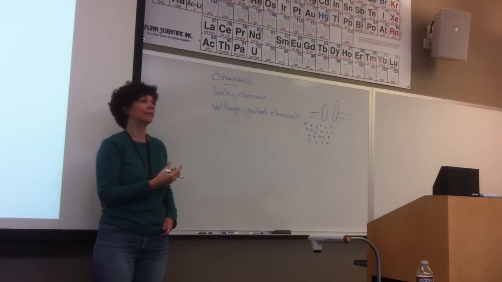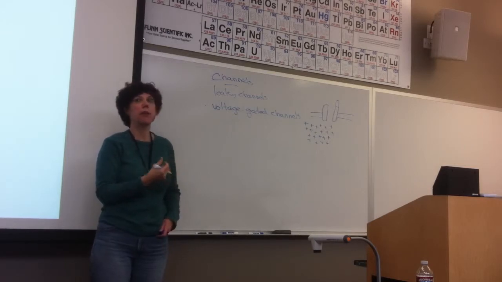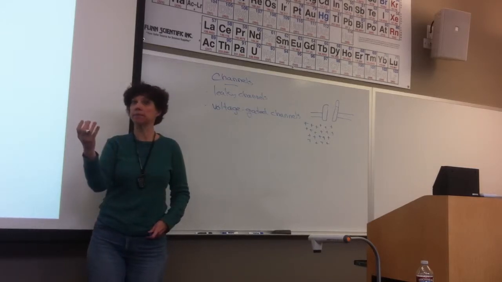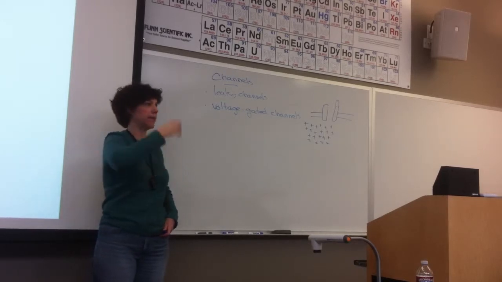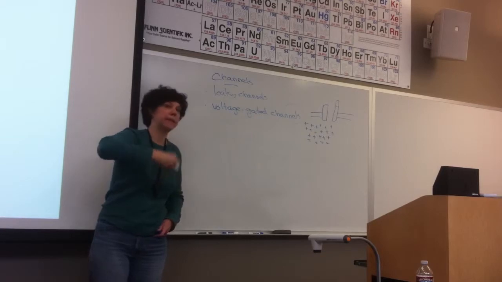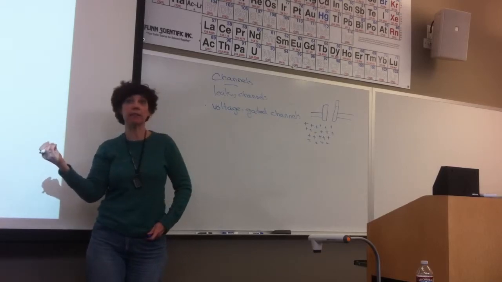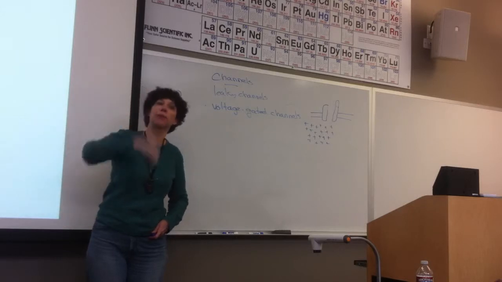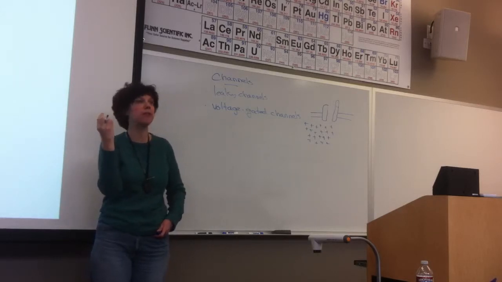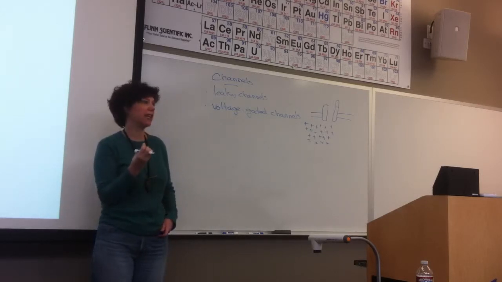channel is now open. So it could be open for sodium, which will allow sodium to come into the cell. It can be open for potassium, which would allow potassium ions to leave the cell. It can be open for calcium. Calcium ions would come into the cell. Those are the three major types of voltage-gated channels that we have.